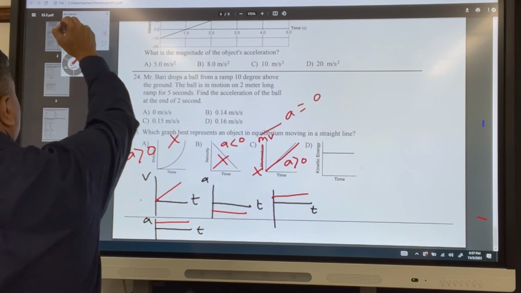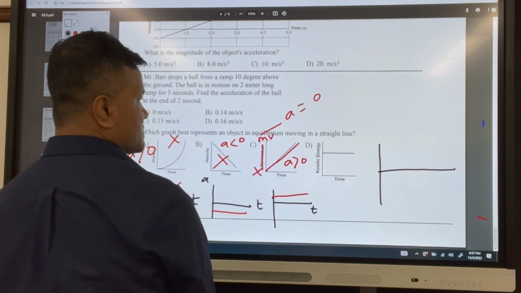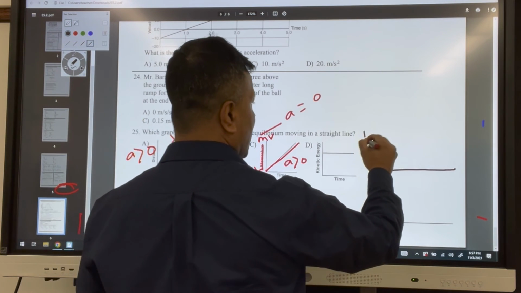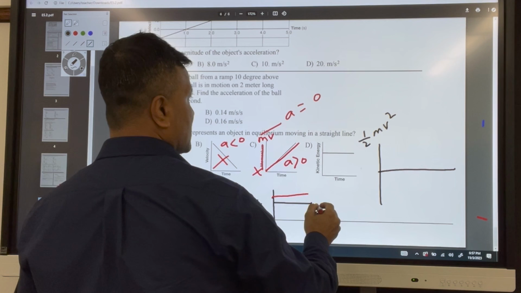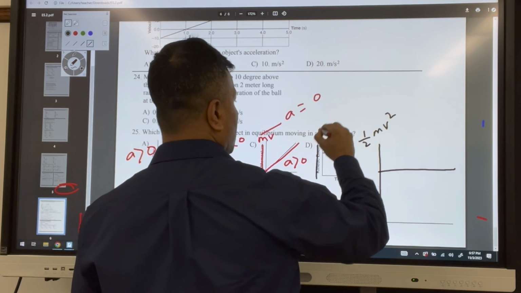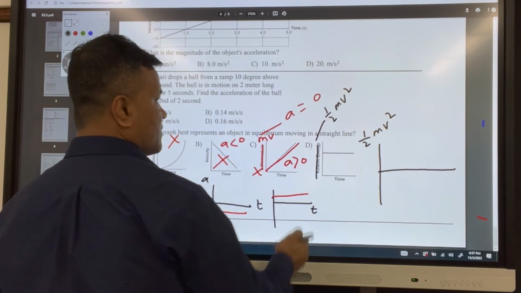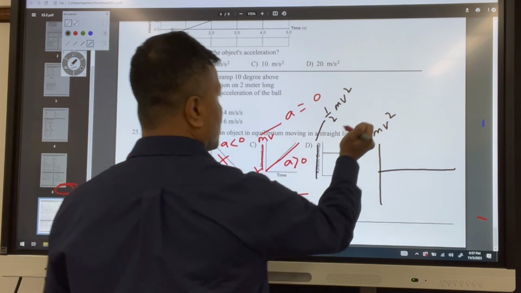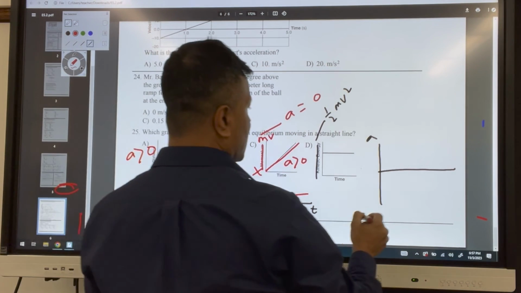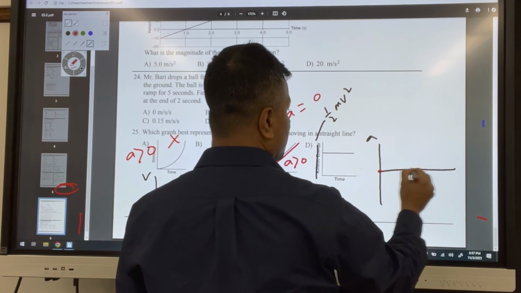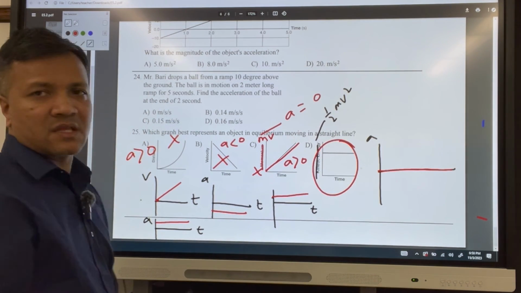Kinetic energy: on your reference table, page number 6, I ask you to read page number 6. Kinetic energy is half mv squared. So if the velocity versus time is a horizontal line, acceleration versus time has to be 0, right? So this one is in equilibrium.